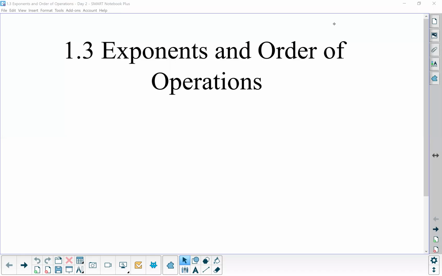All right, day 2 of lesson 1.3, exponents and order of operations. We are on page 17.